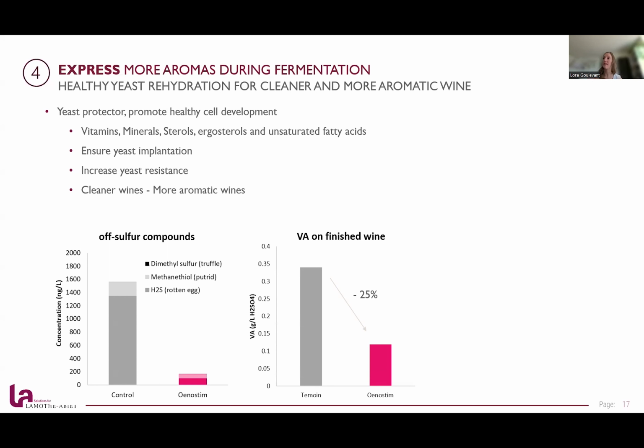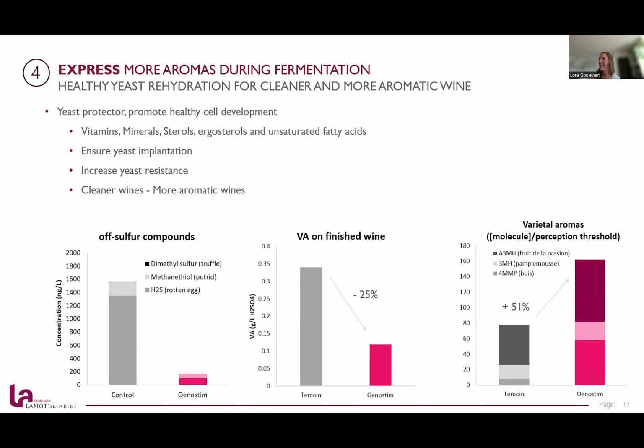Pretty interesting. So there is a pretty big difference. You start with a lower VA, and in terms of aromas, the thiols, you can see that compared to the control, we had plus 50% more A3MH, 3MH, and 4-MMP.